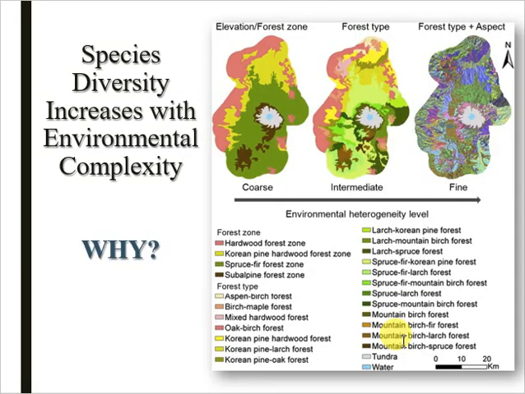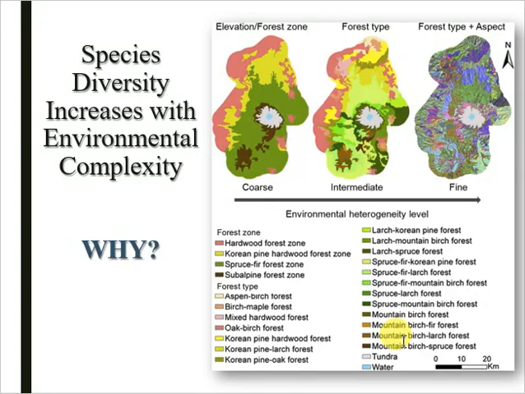So, honing in on some of the more interesting trends that you see with diversity. Many studies show this positive relationship between environmental complexity and species diversity. In general, species diversity increases with environmental complexity, or heterogeneity. Now, why is that?